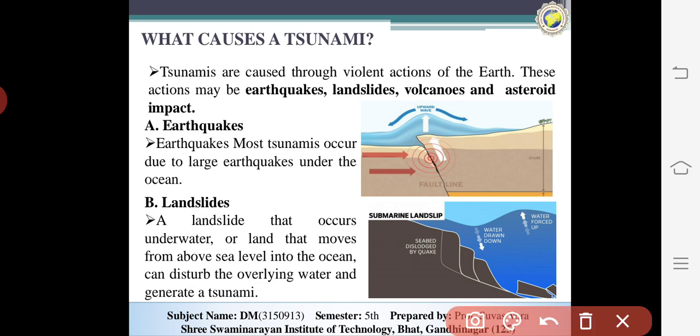So a tsunami is caused by violent actions of the earth. It means any change of the earth's surface, and at that time a tsunami will occur. These actions are caused by earthquakes, landslides, volcanic activity and asteroid impact. These four effects generate a tsunami. So first, we can talk about the earthquake.